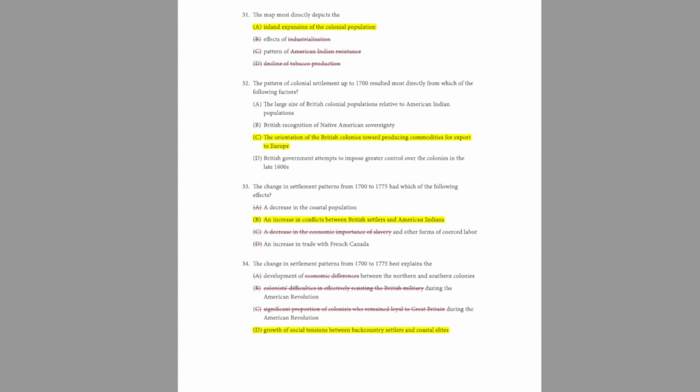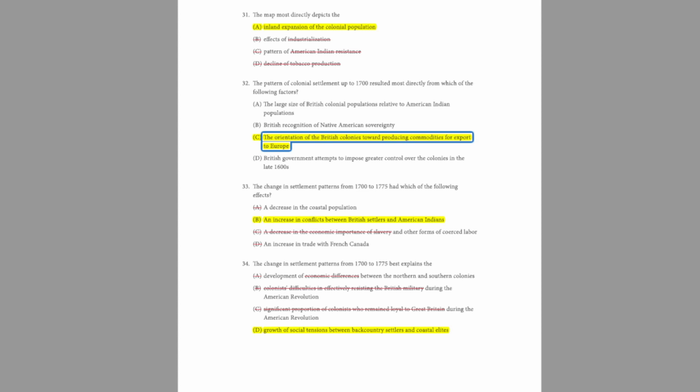Question 32. The correct answer is C. The orientation of the British colonies toward producing commodities for export to Europe. Why? Because before 1700, most British settlers hugged the Atlantic Ocean. This reflects the early colonial economy, which focused on producing cash crops and raw materials like tobacco, rice, indigo, and timber for export to Europe.